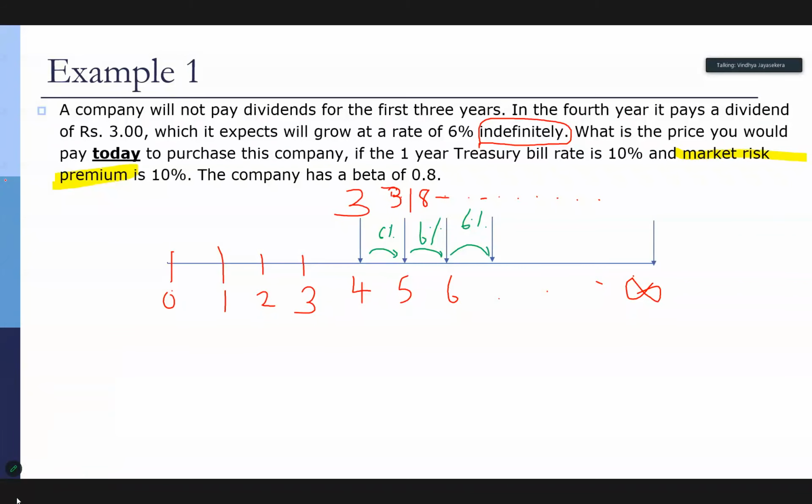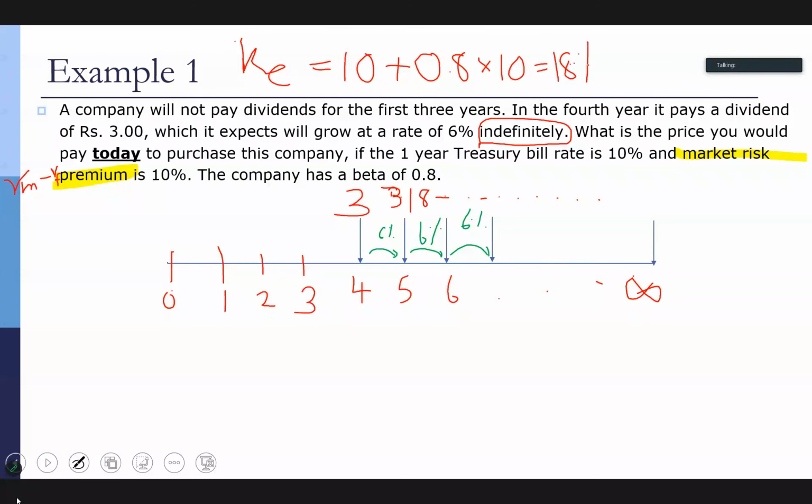So this is RM minus RF, and that's equal to 10%. So because of this, how much is my discount rate? Risk-free rate 10 plus beta 0.8 into RM minus RF 10, it's 18%. 18%, right? So now I know K.